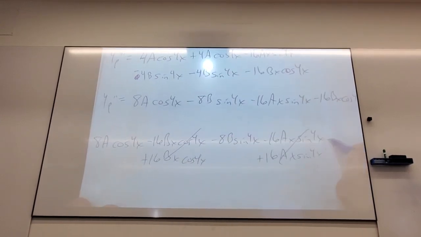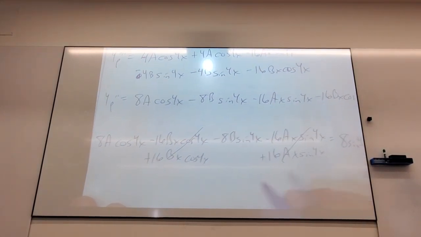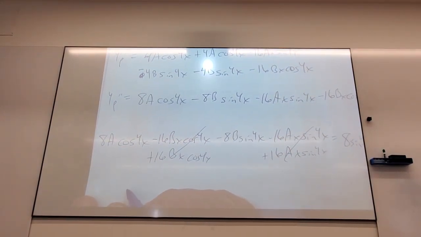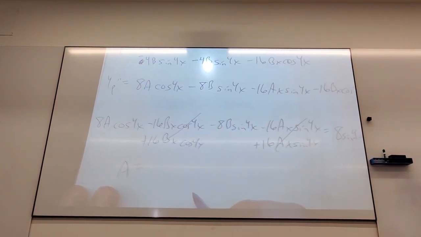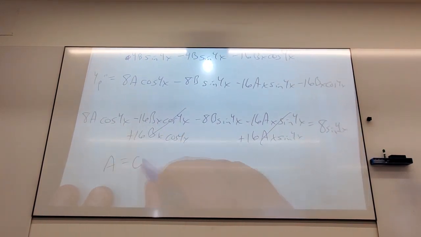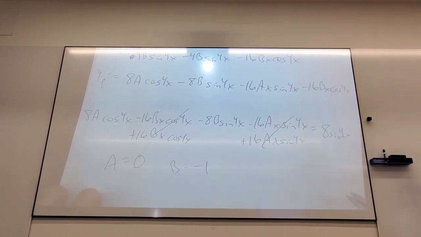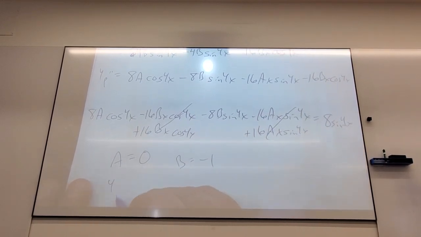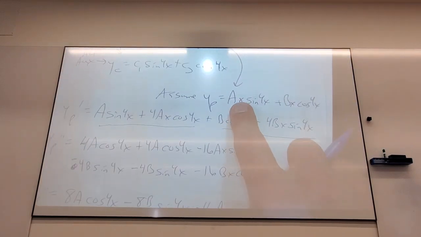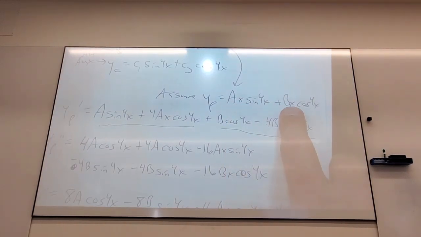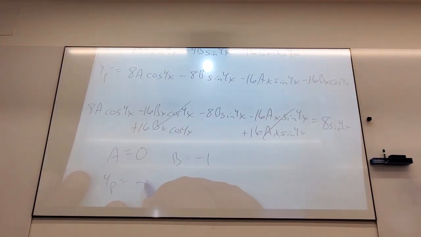And this equals 8 sine 4x. So then what's a? 0, because there's no cosine 4x's. And what's b? Negative 1. So then I know yp is 0 blah, blah, minus x cosine 4x.